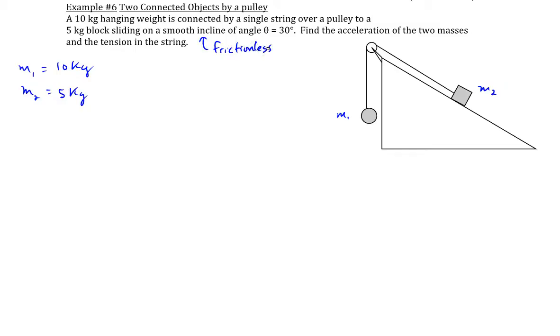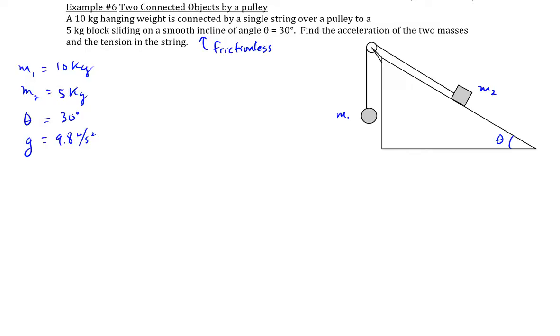The angle of inclination is not shown in the diagram. I should have shown that. This is angle theta, the angle with respect to the horizon, and that angle is 30 degrees. We also know the acceleration due to gravity is 9.8 meters per second squared.